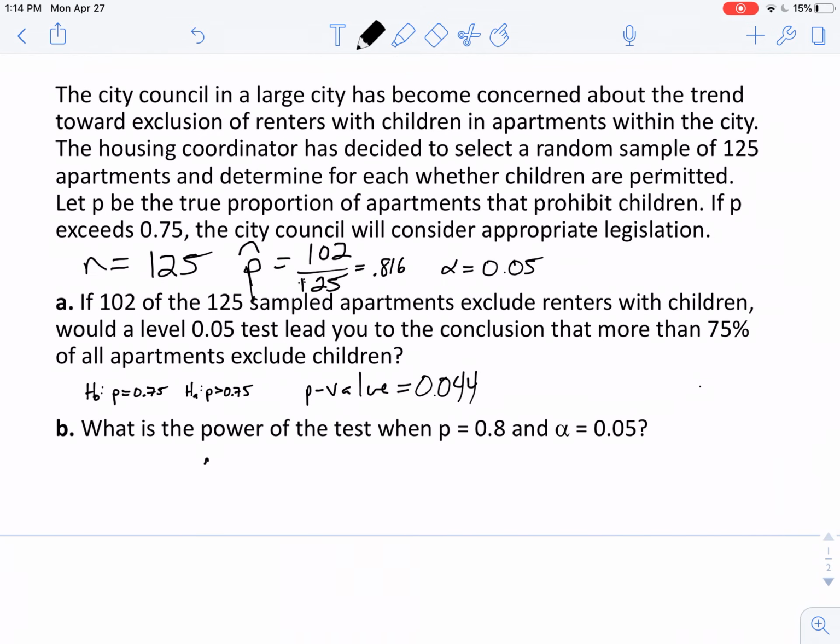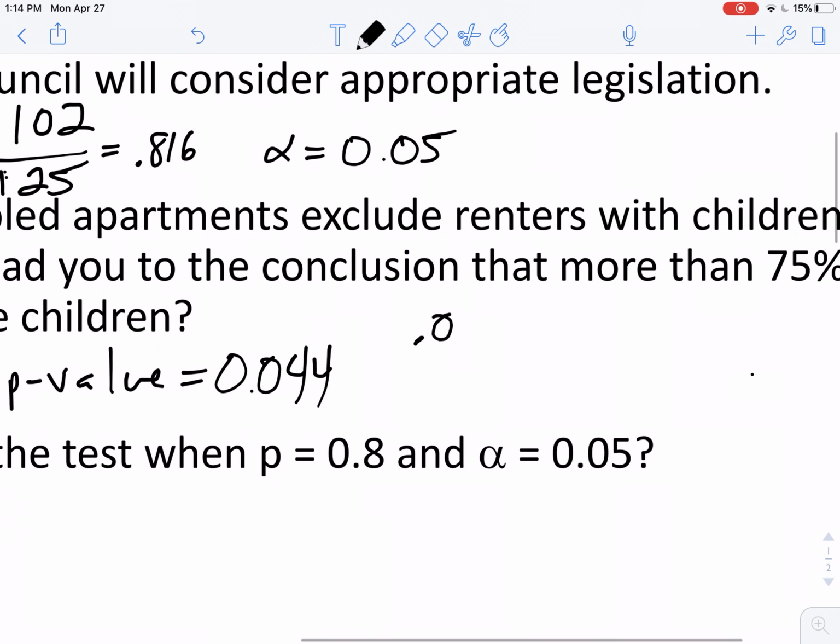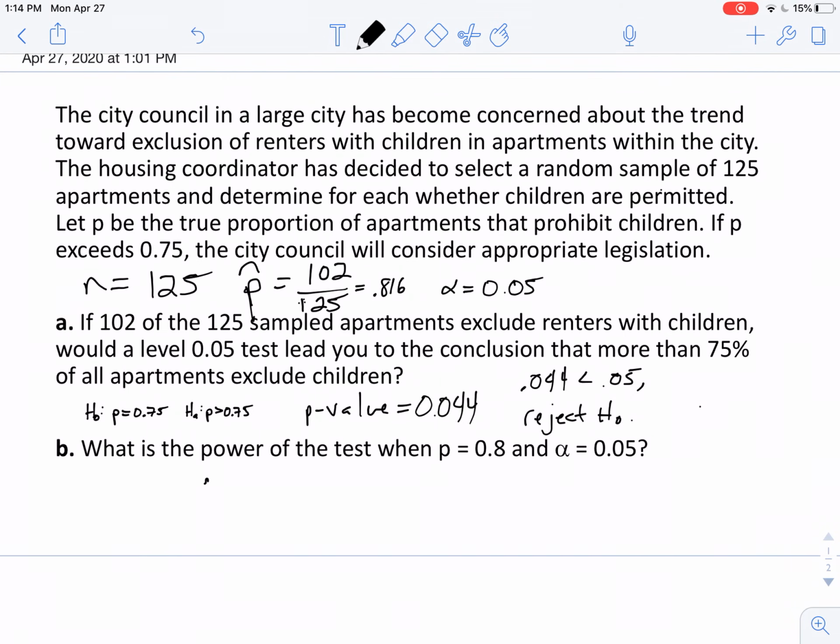That p-value is less than alpha, so less than 0.05. So that will allow me to reject the null. So if I reject the null, that gives me evidence for the alternate hypothesis. So again, it said, would a level 0.05 test lead you to the conclusion that more than 75% of all apartments exclude children? Then that would be a yes. Since we can reject the null, we have evidence for the alternate. So that's part A. The answer is yes, because our p-value was slightly lower than our level of significance.